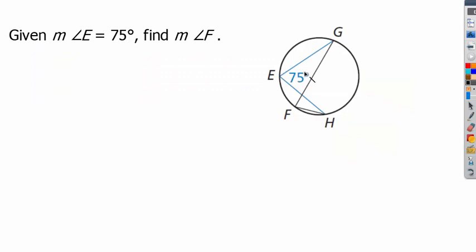So if this angle is 75 degrees, the blue angle here, the black one is on the same intercepted arc, so it also has to be 75 degrees.